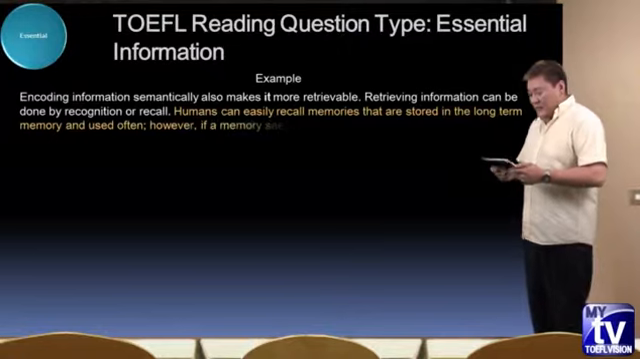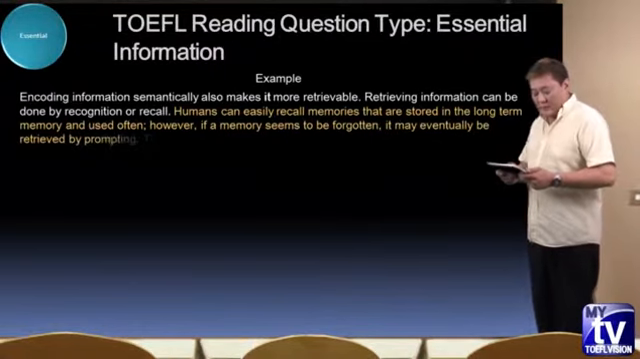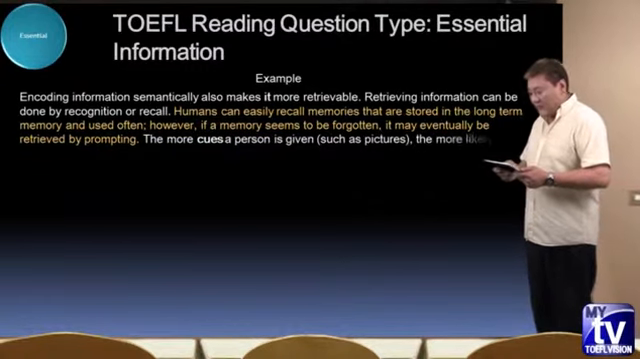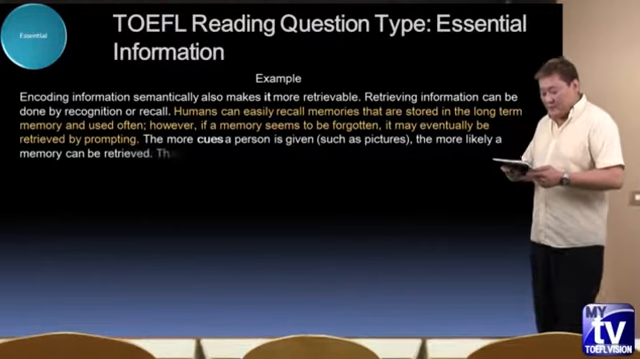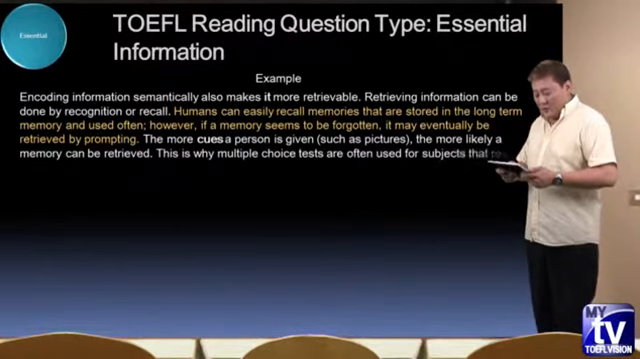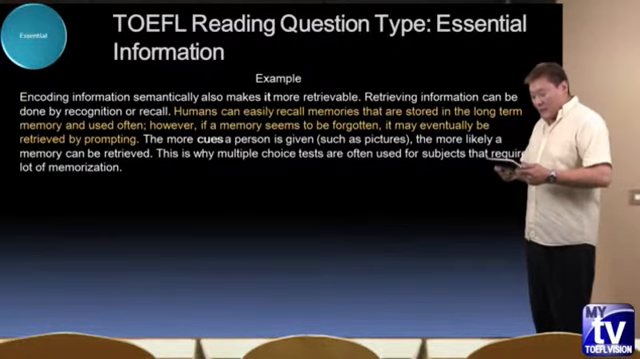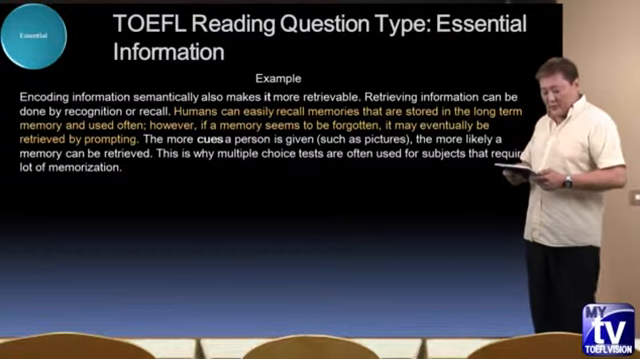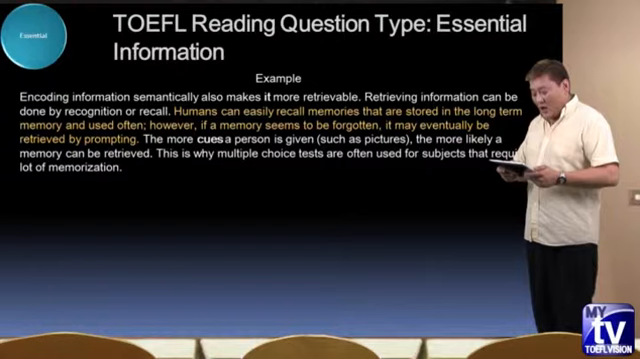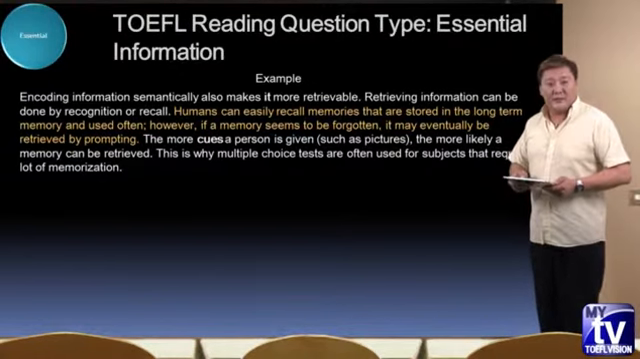Humans can easily recall memories that are stored in the long-term memory and used often. However, if a memory seems to be forgotten, it may eventually be retrieved by prompting. The more clues a person is given, such as pictures, the more likely the memory can be retrieved. This is why multi-choice question tests are often used for subjects that require a lot of memory.